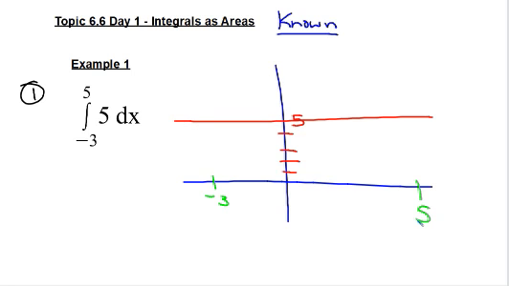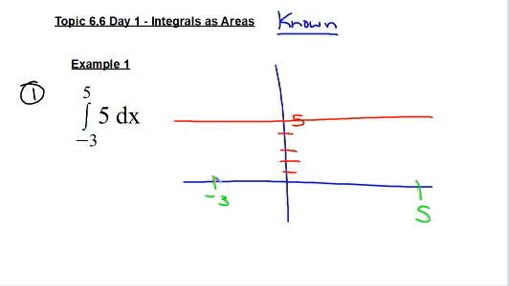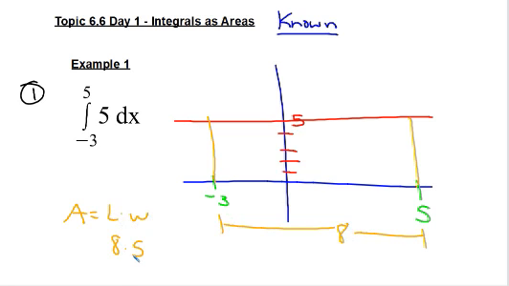So this is just quite simply the area of a rectangle. Block it off. Okay. Area equals length times width. The length we can see is 8. The width is 5. This is 40. So we could say that the integral from -3 to 5 is 40. All right? This is what we mean by a known area.